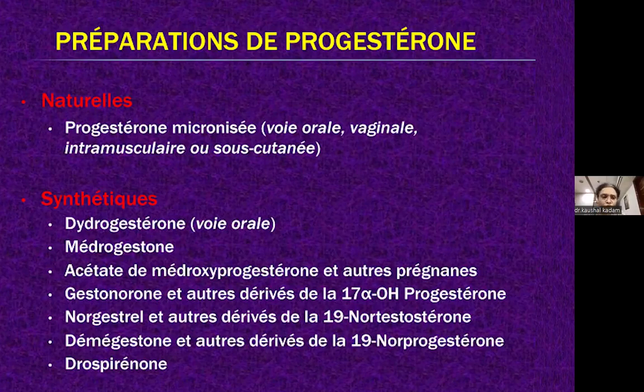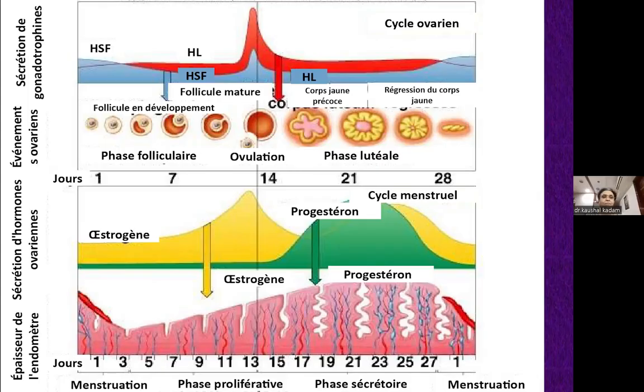Again, we do not prefer to use this. Norgestrel and 19-norethisterone derivatives, demegestone and 19-norprogesterone derivatives, and drospirenone. These are mainly used in our oral contraceptive pills. What we mainly prefer to use is the natural micronized progesterone and the dydrogesterone to support pregnancy.